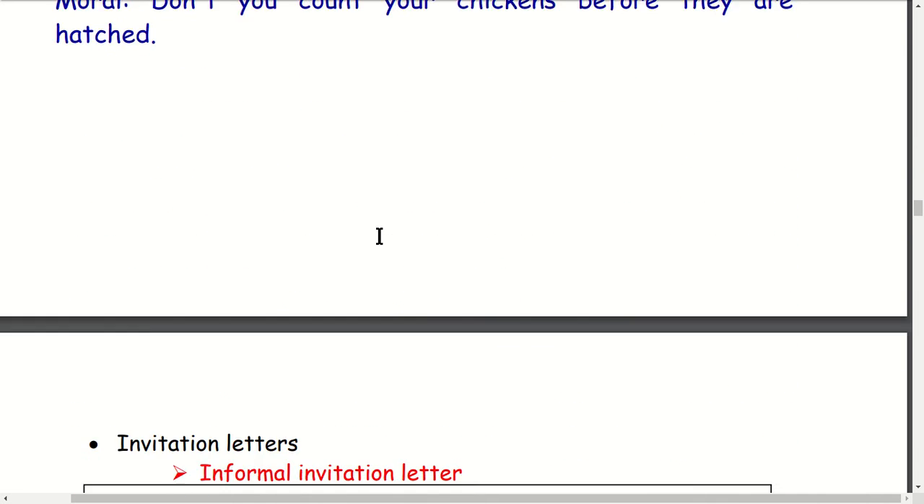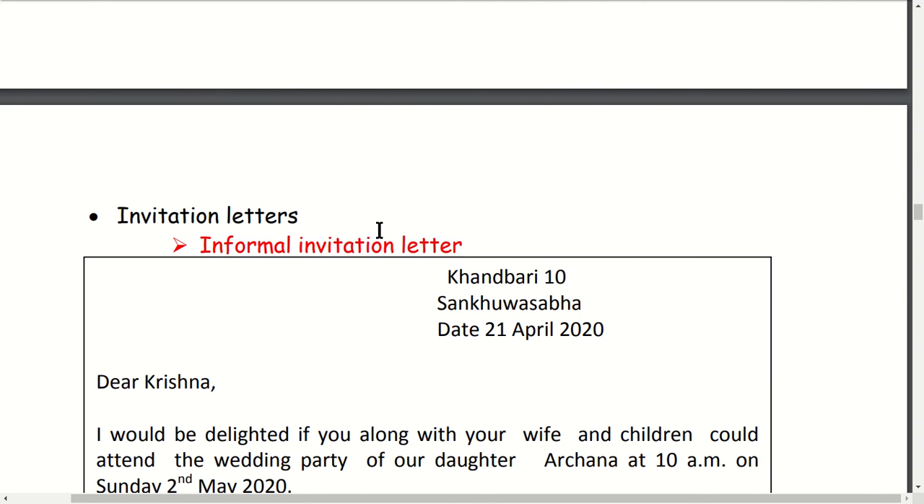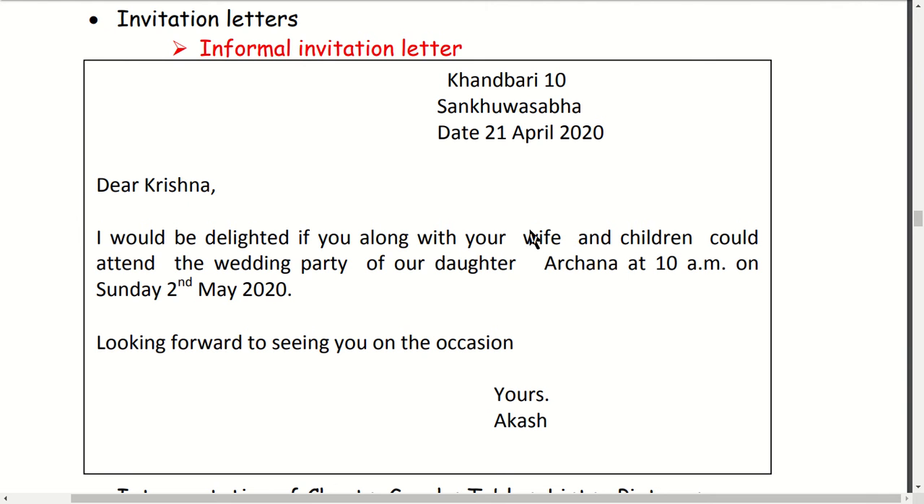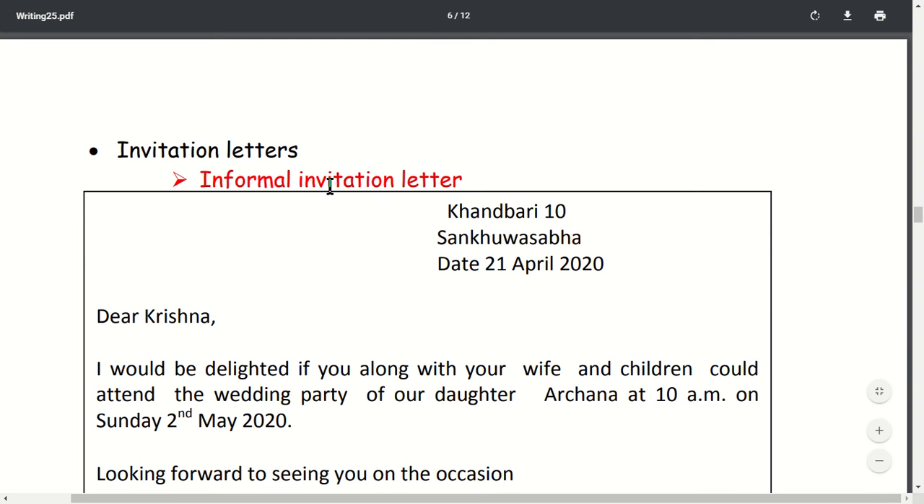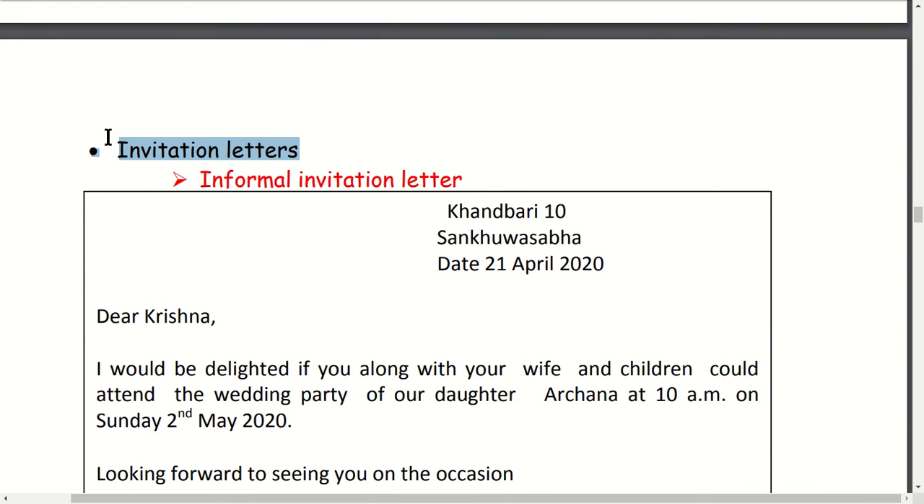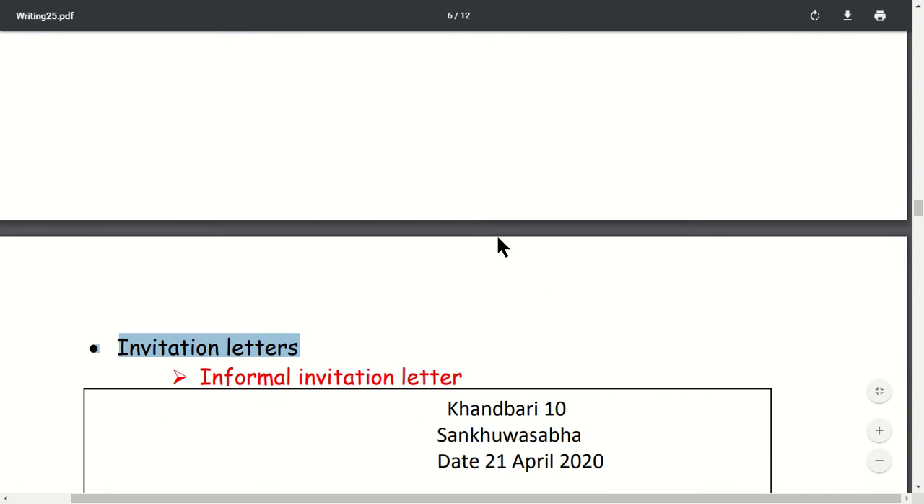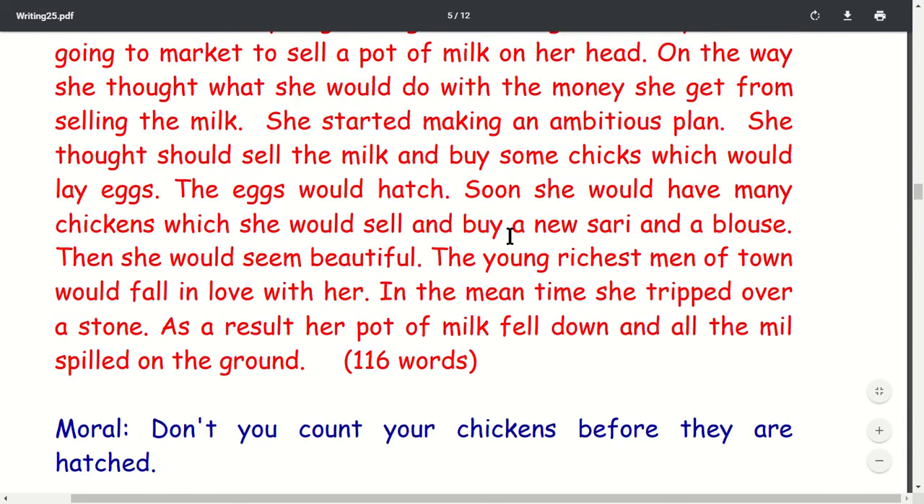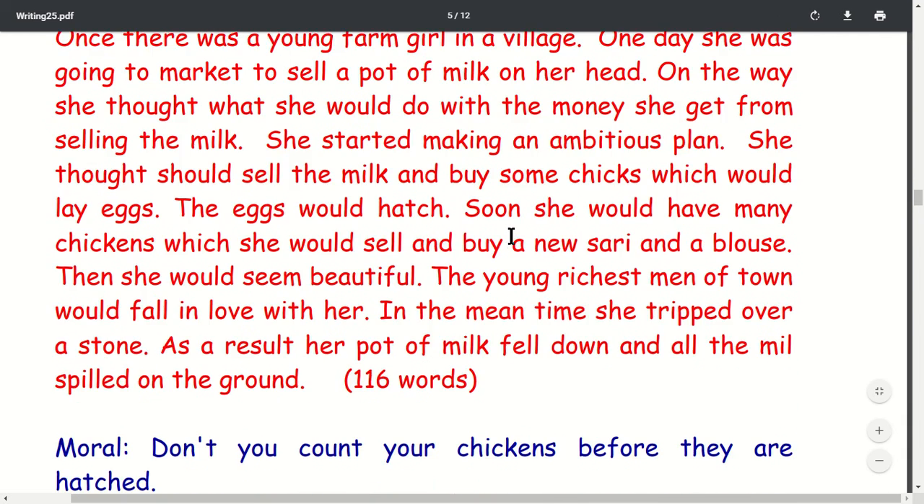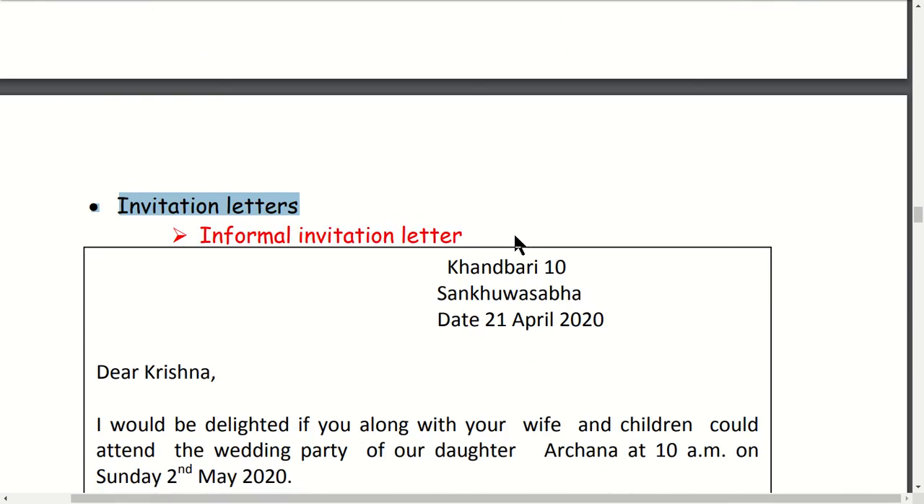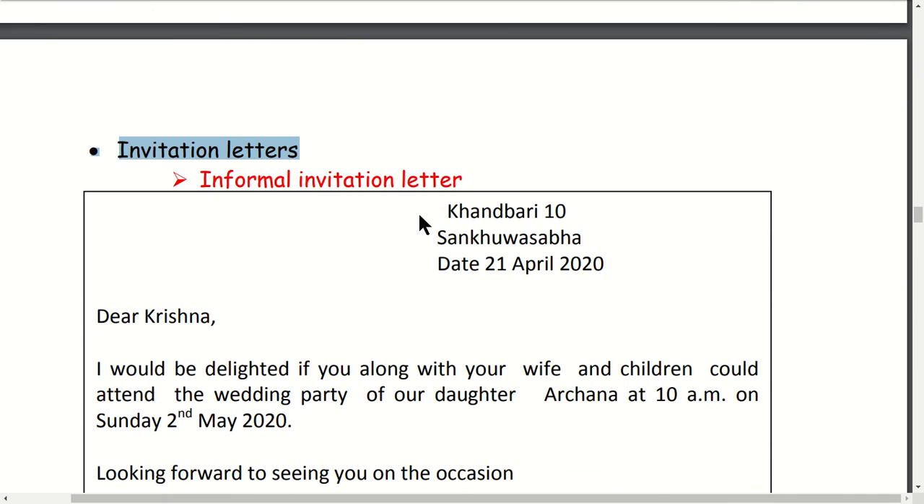Okay, next one. Let me tell you something about this one. The invitation letter is also here. Yes, this is also guided writing number 2, another one. Invitation letters are informal letters. Let me tell you something about it. If you write an invitation letter, then these are the things to follow.